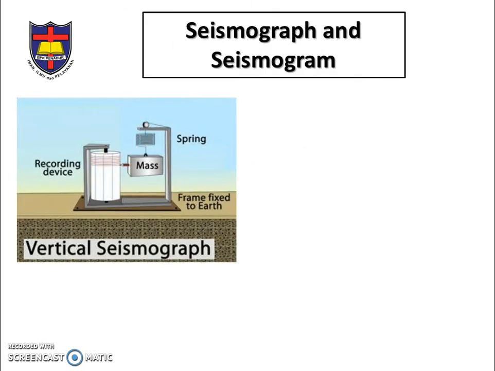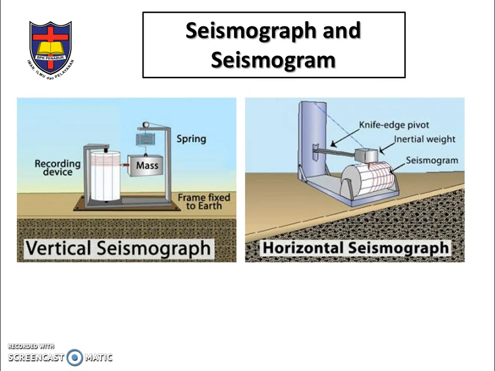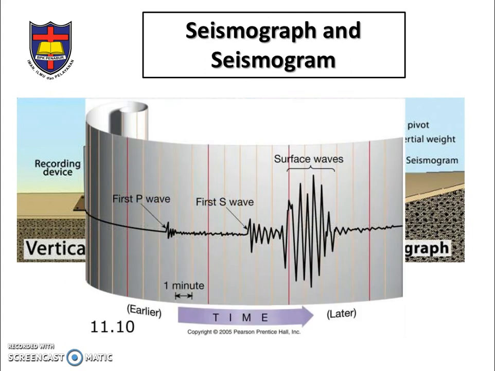It records the vertical movements, that is up and down vibration, from an earthquake. Meanwhile, this is the horizontal seismograph. It records the horizontal movement from an earthquake. And this is the seismogram, the recorded waves from an earthquake within a certain time frame.